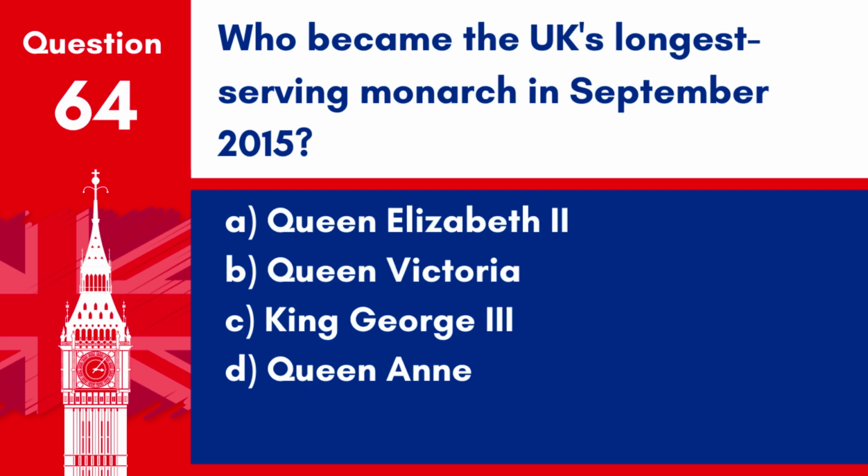system. Question 64. Who became the UK's longest-serving monarch in September 2015? A. Queen Elizabeth II. B. Queen Victoria. C. King George III. D. Queen Anne. Answer A. Queen Elizabeth II. Queen Elizabeth II became the UK's longest-serving monarch in September 2015, surpassing Queen Victoria's reign.